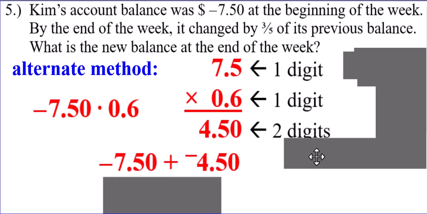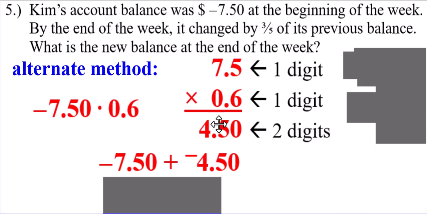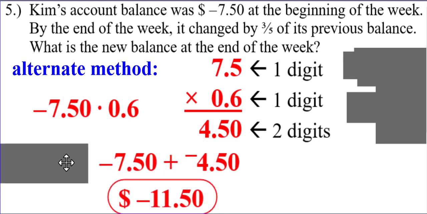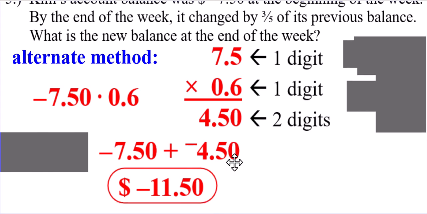From here, same thing I was showing on the other method. This is really a negative because 7.5 times 6, since that was negative, it's negative 4.5. Now I have to add it back onto the original balance because the problem didn't just say what was the amount of change. The problem said what was the new balance at the end of the week. So I have to add the change to the original balance. And that's going to give me a new final balance of negative $11.50.